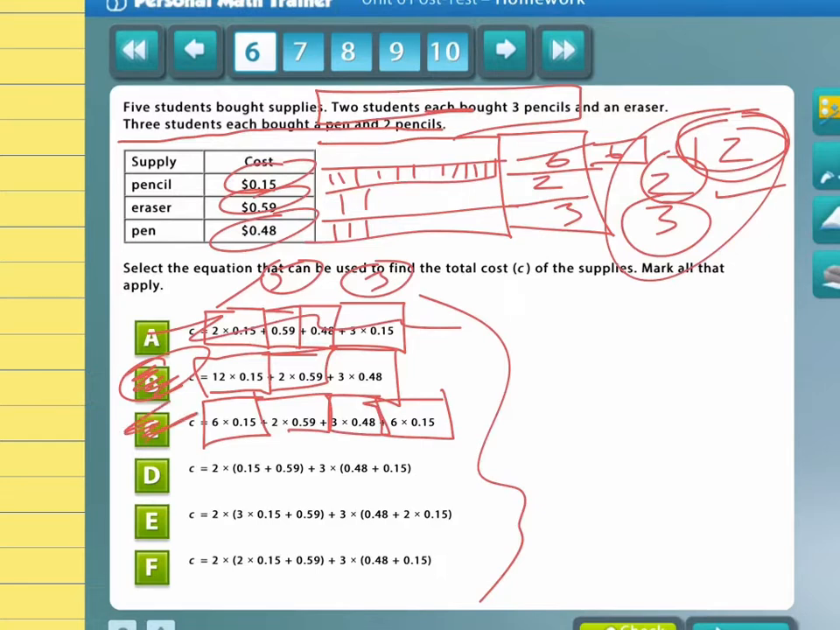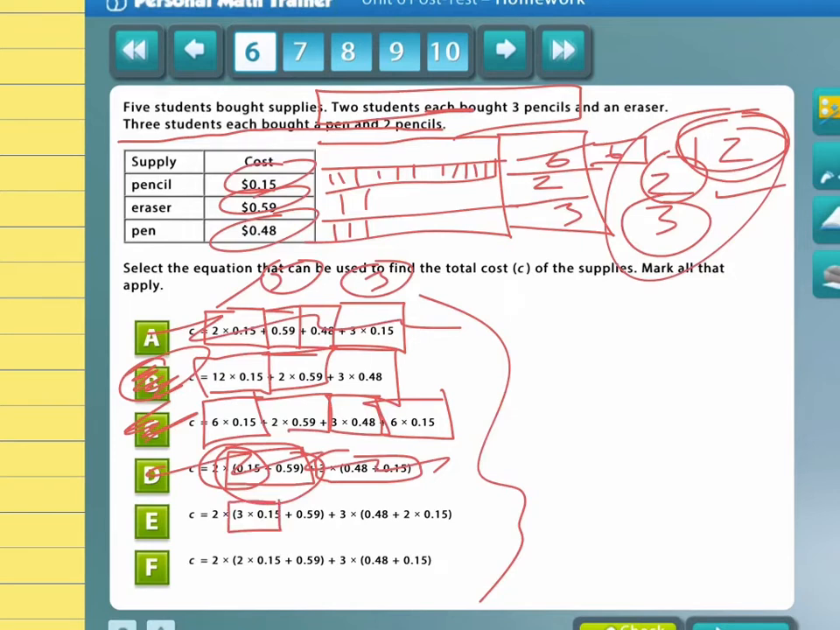Let's look at D. I'm not sure why they're adding up pencils and erasers, but you do have 2 times 15, so that's 2 pencils. This right here is 2 pencils, and that is 2 erasers. But you only have 3 of the other one, so you don't have enough of each, so D doesn't work.